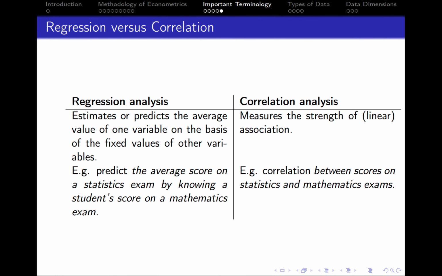Regression analysis, on the other hand, is much more advanced, because it allows us to estimate and predict the value of one variable on the basis of the values of other variables. For example, knowing the student's score on the mathematics exam and knowing the model parameters, we might be able to predict the average score on the statistics exam. So as you can see, regression analysis gives us much more information than correlation analysis. That's why we will focus on it a lot. But we'll also come back to correlation analysis during the course of this semester.